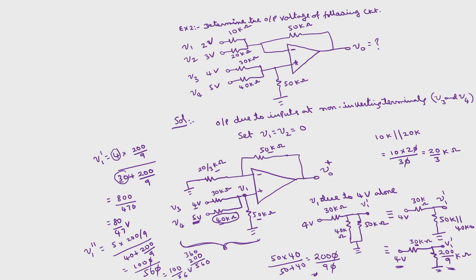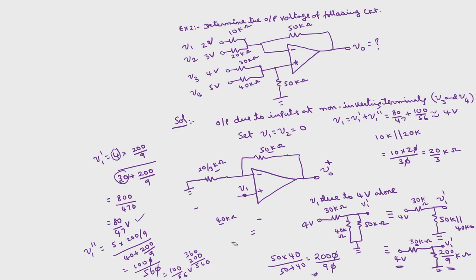Therefore, V1 is V1 dash plus V1 double dash, that is 80 by 47 plus 100 by 56. This is approximately 2 plus 2, so I am not giving the exact value, approximately 4 volts. You can find the exact value using a calculator. So you see the voltage here. Now we can forget about this entire thing. This is V1 now.